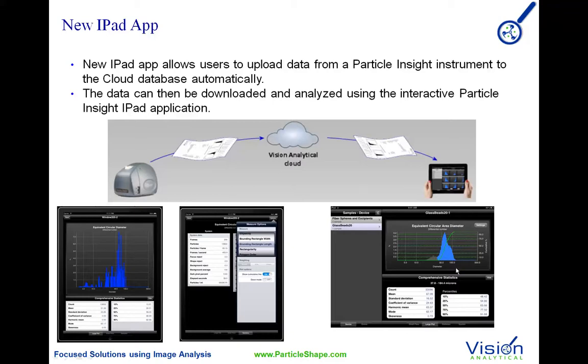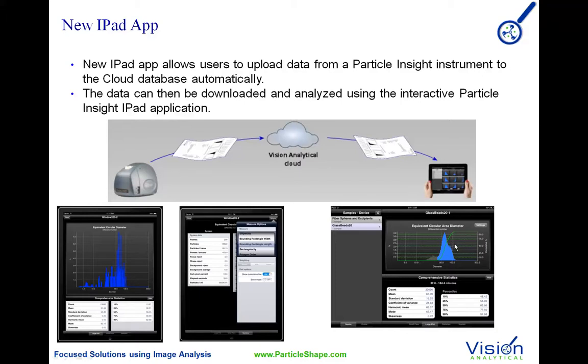You can actually do some analysis. So for example, let's say on your iPad, you had somebody on the other side of the world run a sample. It's automatically downloaded to your iPad. You want to go in and say, well, I want to find out how many particles, equivalent circular area diameter, how many particles that I have greater than 100 microns.